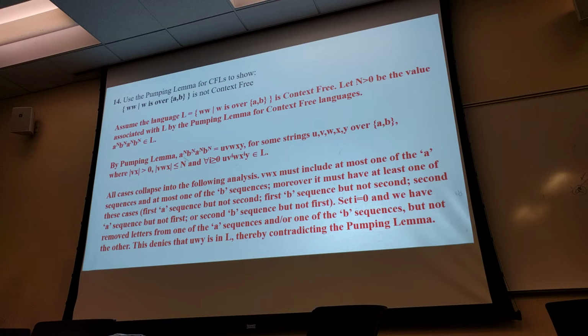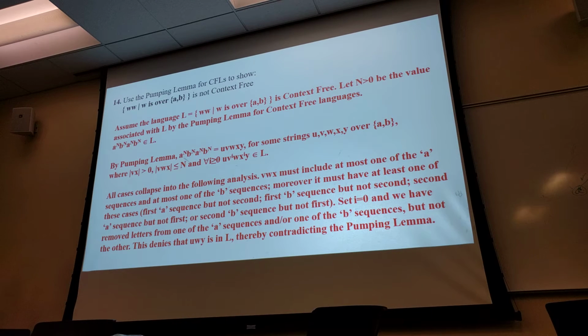Okay, so assume that it contains either A's or B's and no C's. Or A's and B's and no C's. So it might contain some of each. And then all you got to do is set i equal to 0, and you're either reducing the number of A's or the number of B's, or perhaps both. But whatever gets reduced won't match the number of C's. So I've just taken care of that possibility.